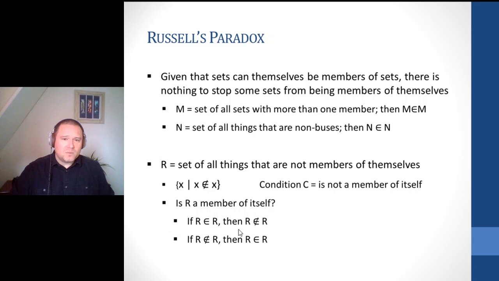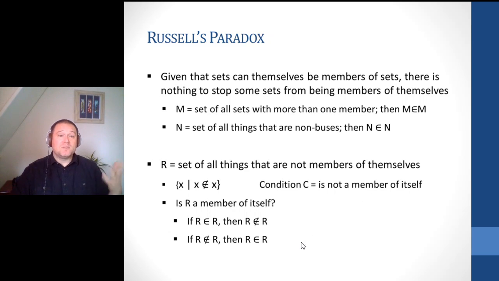If R is a self-member, then it must not be. And if R isn't a self-member, then it must be. And there's no way out here, at least no obvious way out here. All because what we've done is specify this condition, which by the axiom of comprehension is guaranteed to deliver us this set.